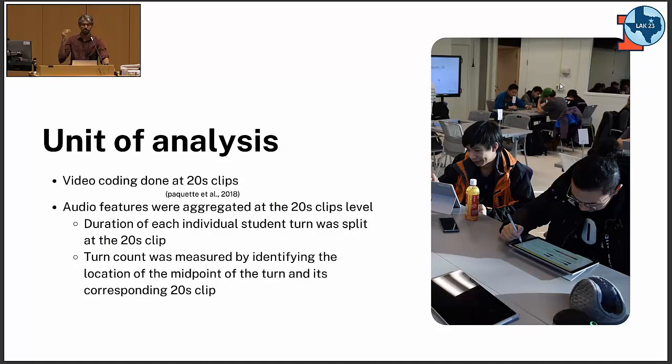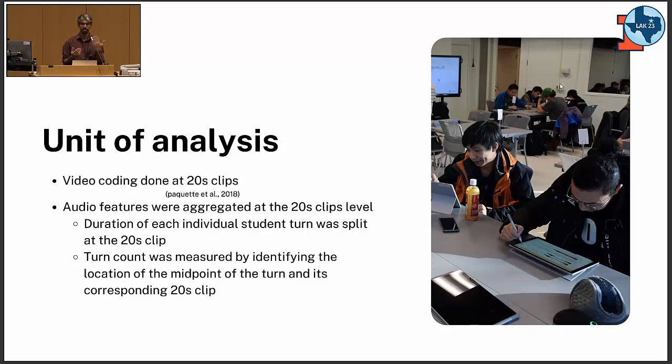What this meant for the audio data was that we had to aggregate the information that we got in terms of the turn information and the speaker information to that 20-second clip level, so that we can ground truth the information and compare the different information we got from the audio.